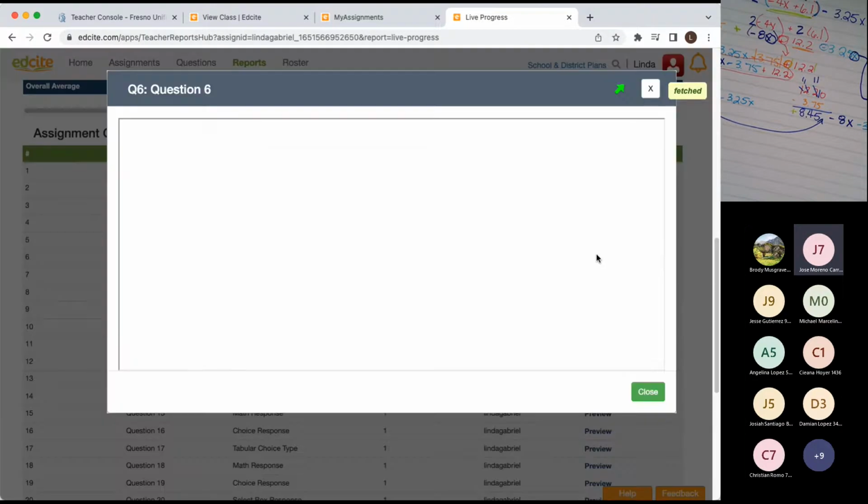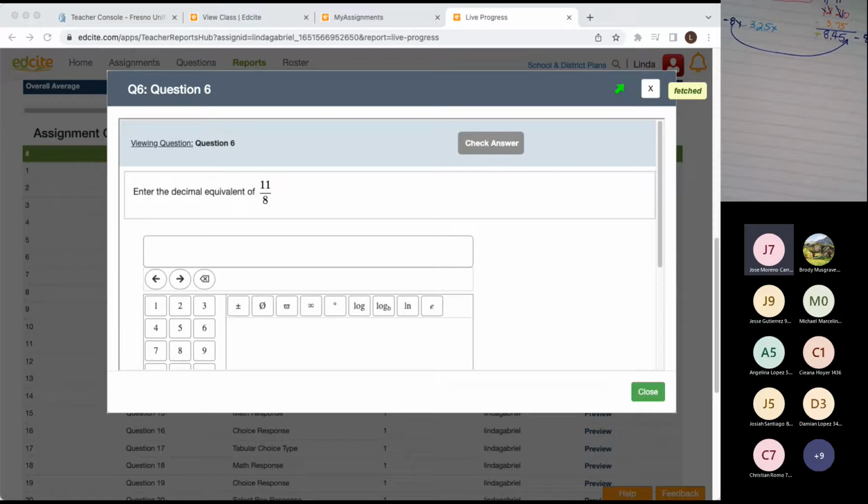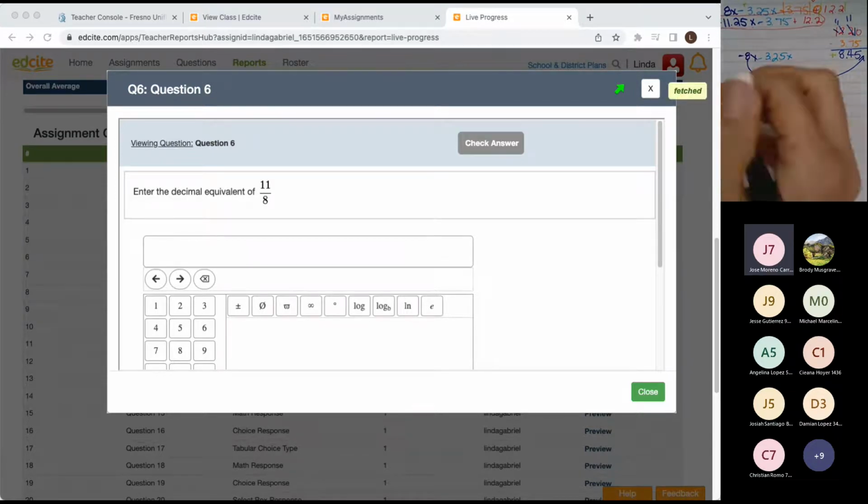All right, question number 6. Convert to the decimal equivalent of 11 over 8. So we know that 11 over 8, that little line means to divide, right? So we have 11 divided by 8. And that is how we can get the decimal, just by doing that simple math, right? So I've got 6.